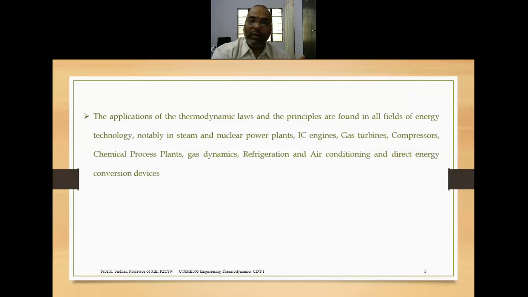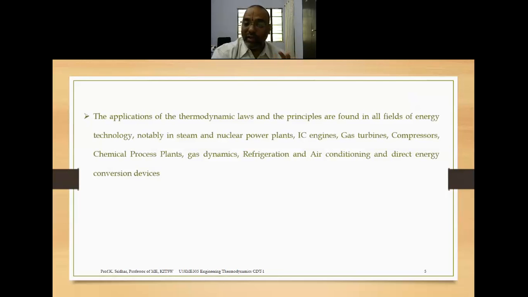Some of the engineering applications I have listed here. The main important applications we find are in steam power plants, gas power plants, nuclear power plants, tidal power plants, solar power plants, wind power plants, biomass, and OTEC. Those are the various types of power plants we have. In all those power plants, we have to use the fundamentals of engineering thermodynamics.